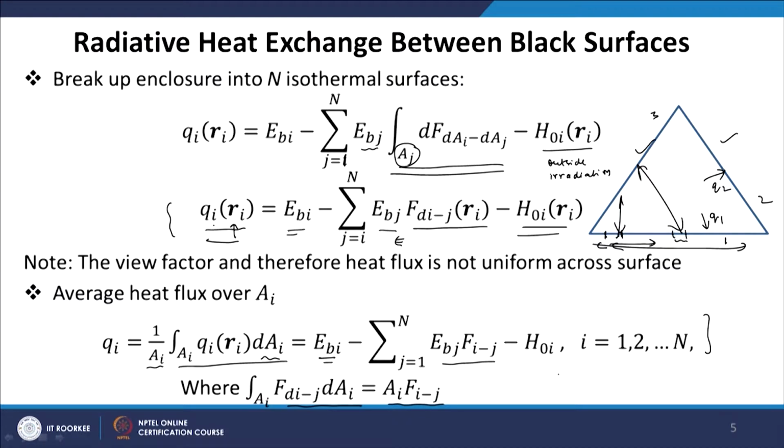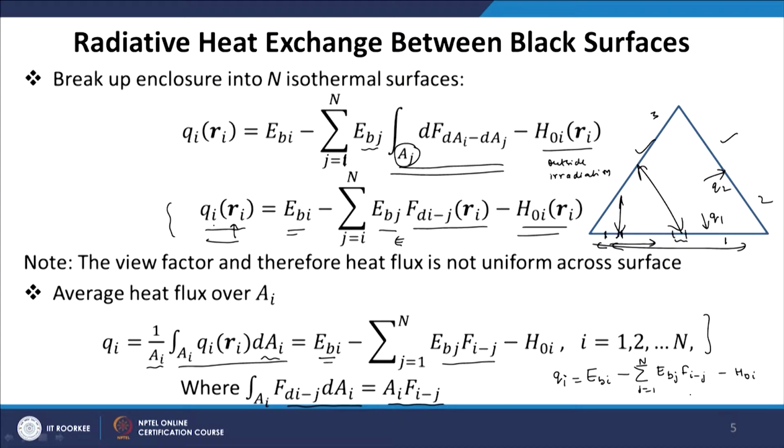So, our final expression is q_i, that is the heat flux on surface i, is equal to the emissive power of surface i minus the summation over j equal to 1 to n of the emissive power of surface j times the view factor between i and j. So, this is the heat transfer between surfaces, minus the outside irradiation at surface i. H_0i is the outside radiation. So, this is the first form of the energy balance between black surfaces.